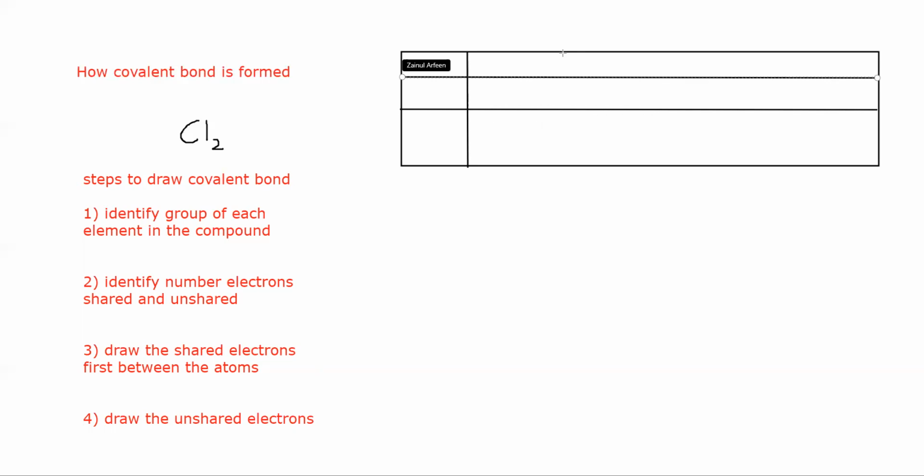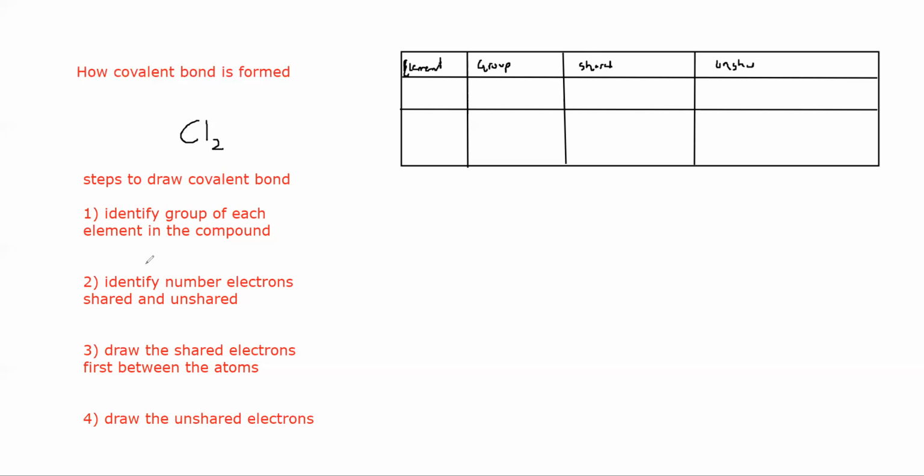The element, group number, shared and unshared. So here we have element. Which element is there, or atom? Group number, its group number. How many it will share and how many will be unshared.